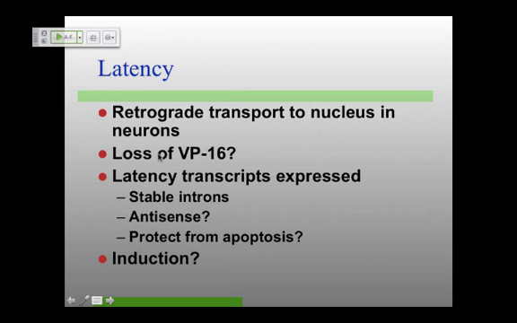So then you start making these latency transcripts, the ones that were labeled as LAT before, and these are pretty stable transcripts. They don't seem to encode any protein, but they're absolutely critical for latency. You knock out these transcripts, then you don't get latency at all. They, unlike most of the normal viral messenger RNAs, don't have introns, except for one which is stably spliced out. And you can actually see the splicing intermediate.